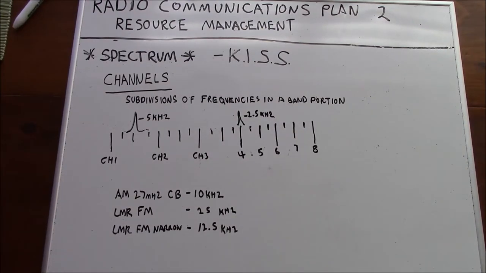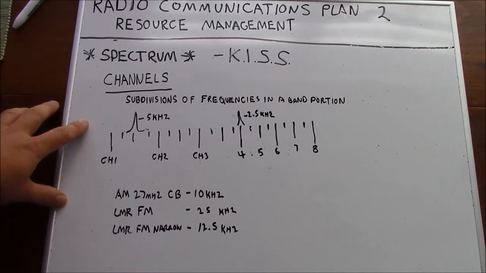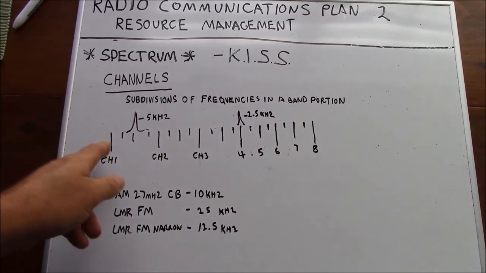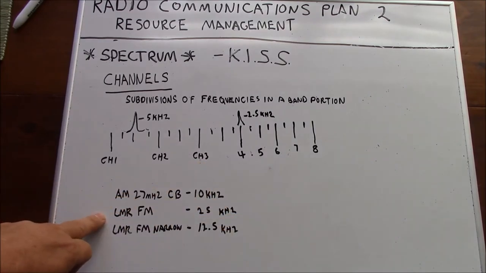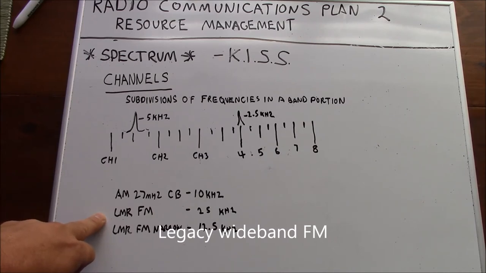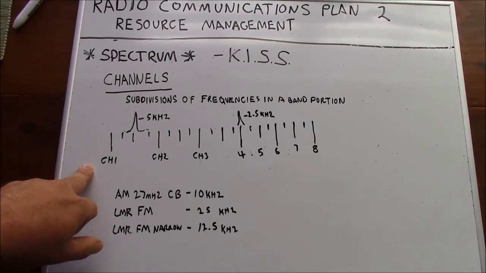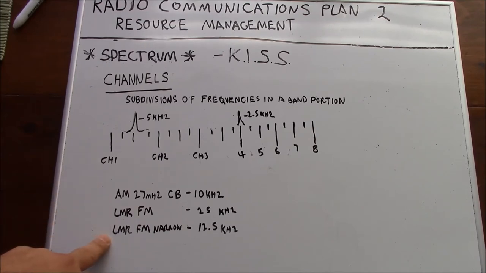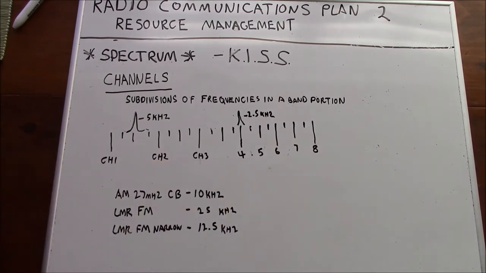Another term you'll hear often is channel. A channel is a subdivision of frequencies in a band portion, like the VHF high band. In our chart here, LMR FM, also known as wide FM, is a 25 kilohertz channel. This is commonly used in amateur radio and was used in LMR previously. But everything has now moved to narrowband FM, or LMR FM narrow, which is a 12.5 kilohertz channel. You can see how that affects your channel capacity: theoretically, it doubles it.